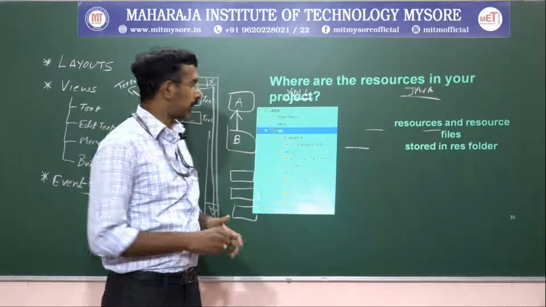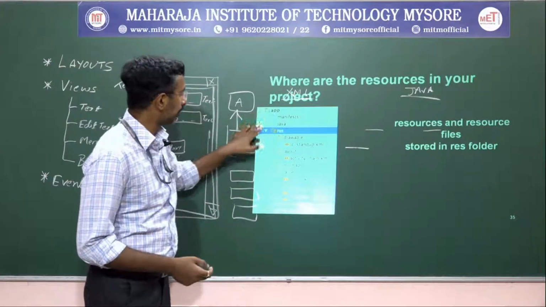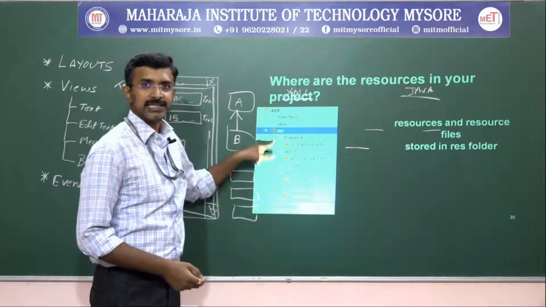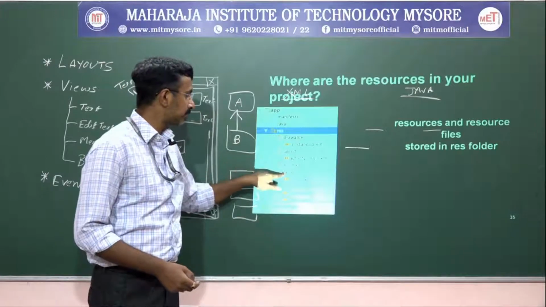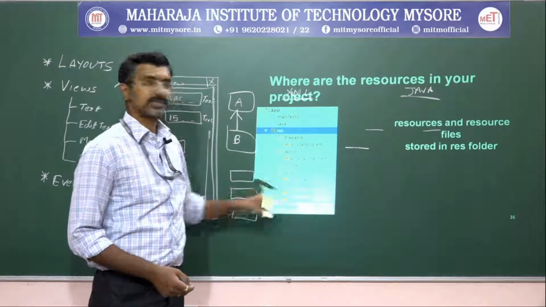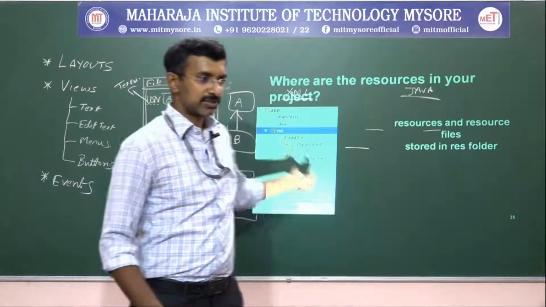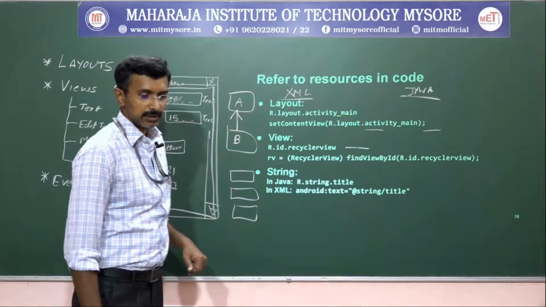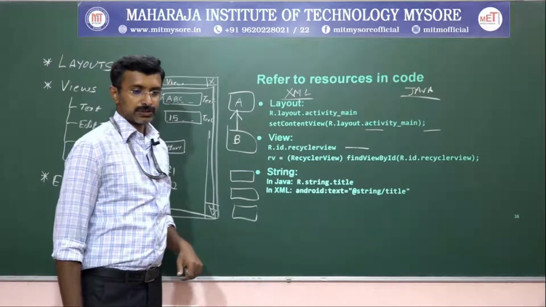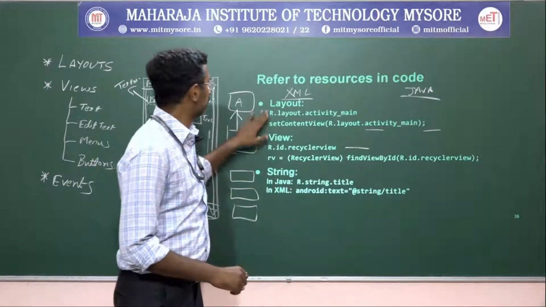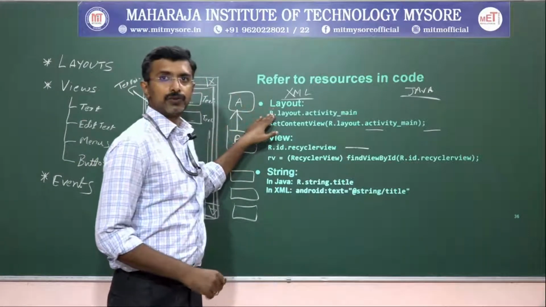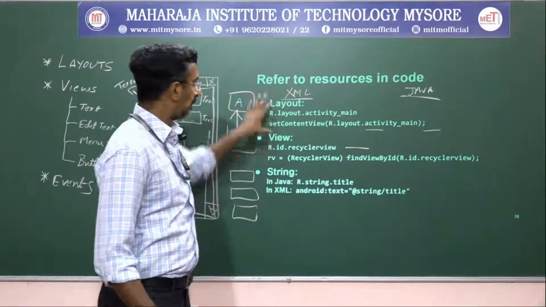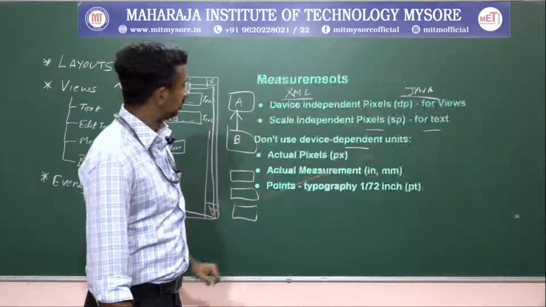Where are the resources in your project? This is how it looks. If you look at your app project, the manifest will be there, Java will be there, then you have resources. Inside that you have drawable, layout, mipmaps, values, strings, styles, colors, dimensions, many things which are not visible on your screen, but you have come across them. Now, refer to resources in code. You can refer to the layouts, the views, and the strings in your resources. All these things are available in your resources.